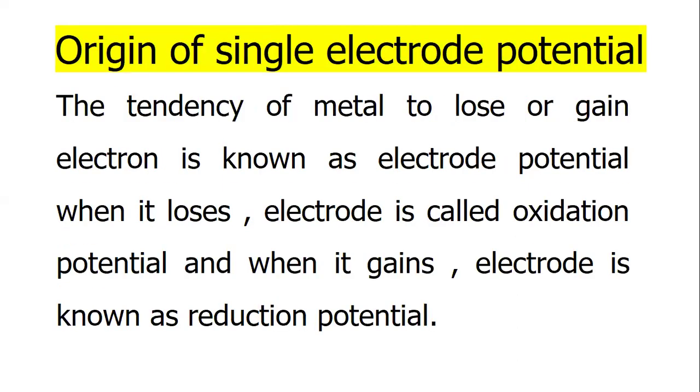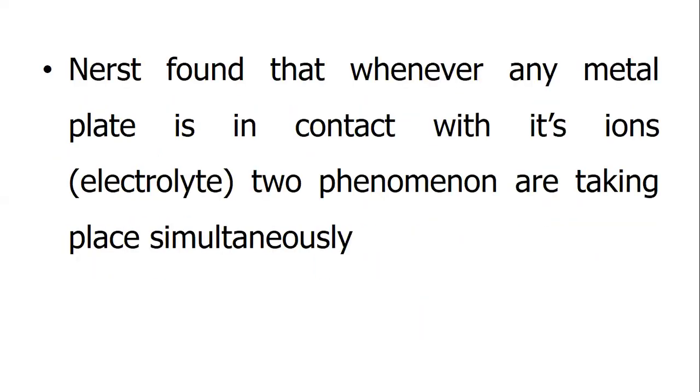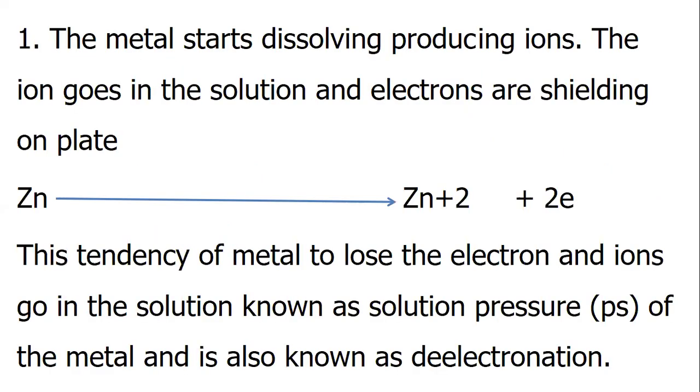Origin of single electrode potential. The tendency of a metal to lose or gain electrons is known as electrode potential. When it loses electrons, it is called oxidation potential. When it gains electrons, it is called reduction potential. Nernst found that whenever any metal plate is in contact with its ions, two phenomena take place simultaneously. The metal starts dissolving.